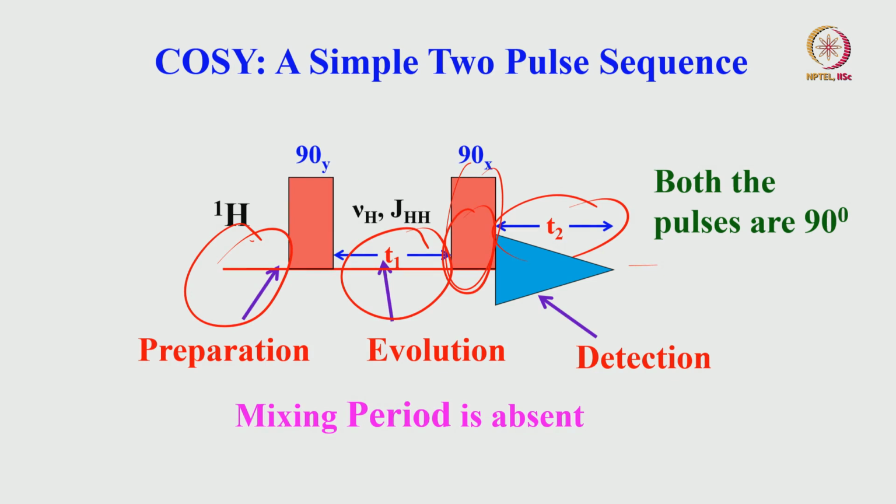So, in general there are 4 periods, but as I told you already, the mixing period is optional. We do not have it here. In principle, some people will explain the second pulse itself as a mixing period. Does not matter. So, this is the two-dimensional experiment with a simple pulse sequence. Remember, COSY is a simple two-pulse experiment.